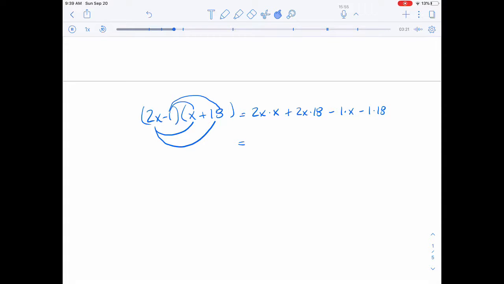So 2x multiplied by x is 2x squared. 2x multiplied by 18 is a positive 36x. And then a negative 1 multiplied by x is a negative x. And a negative 1 multiplied by 18 is a negative 18. Combining like terms, I get 2x squared, 36x minus x is a positive 35x, minus 18. So my final product is 2x squared plus 35x minus 18.